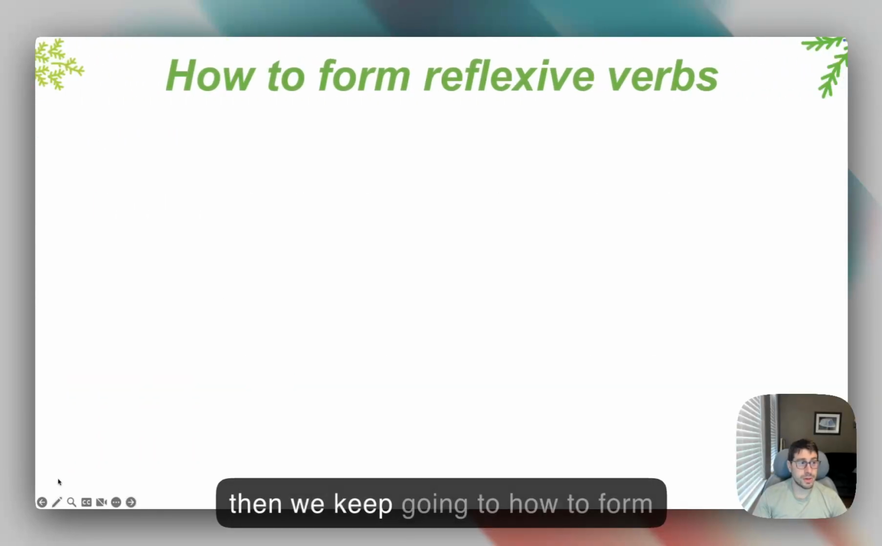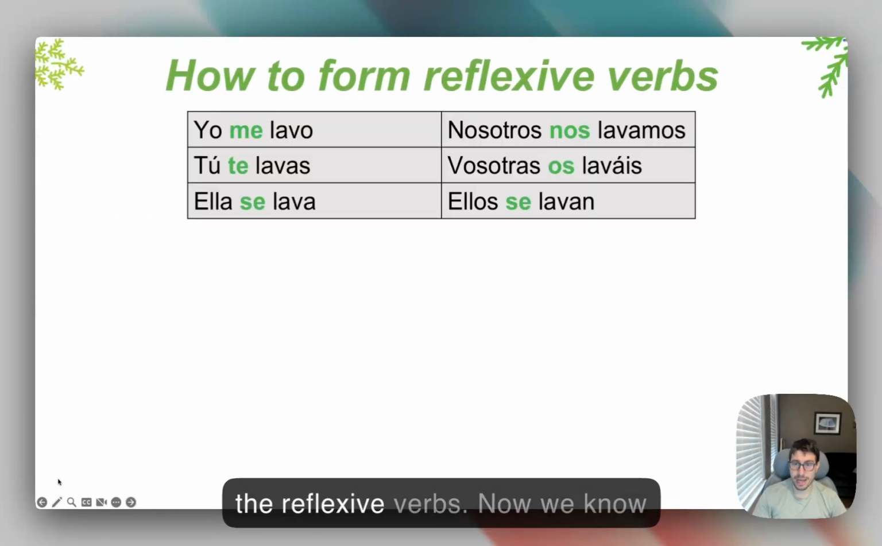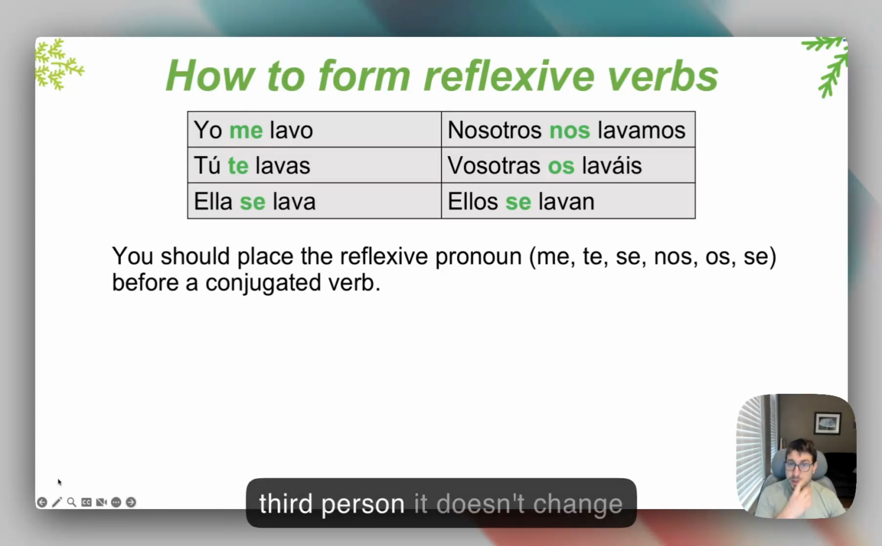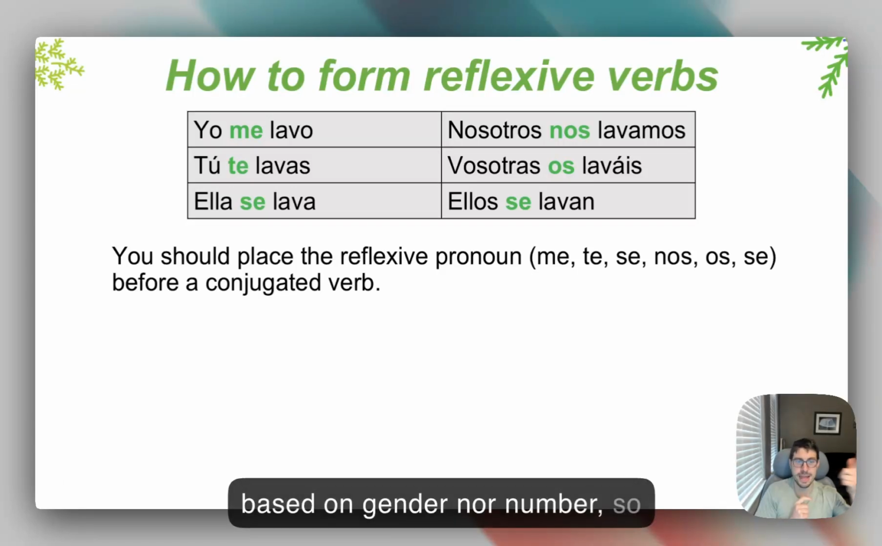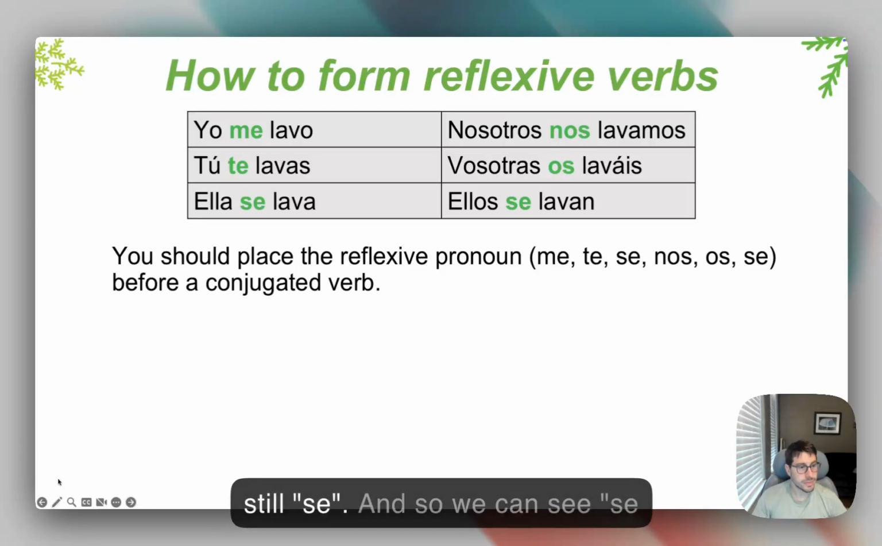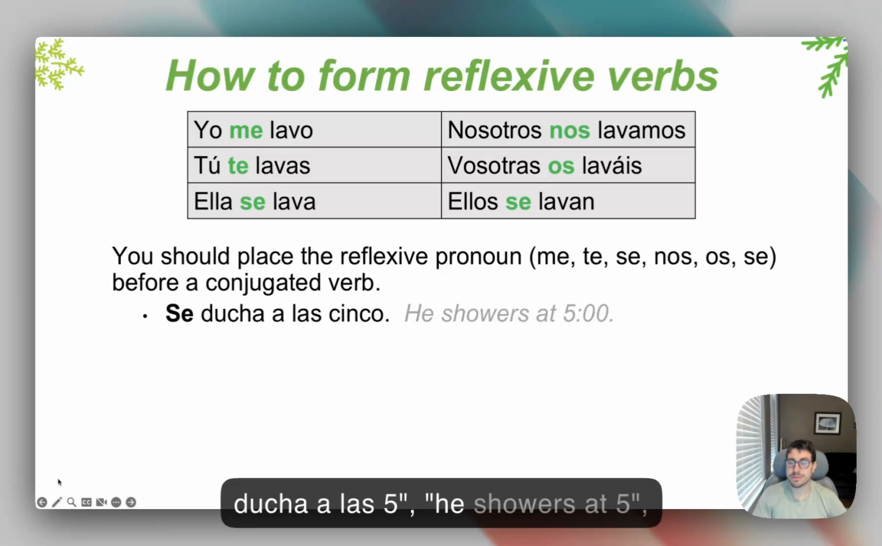And then we keep going with how to form the reflexive verbs. Now we know how to conjugate it. And now, what are the rules? You should place the reflexive pronoun me, te, se, nos, os, se. You can see that the third person doesn't change based on gender or number. So, ella, se, él, still se. Ellos, multiple, still se. And so we can see, se ducha a las 5. He showers at 5. He showers himself.